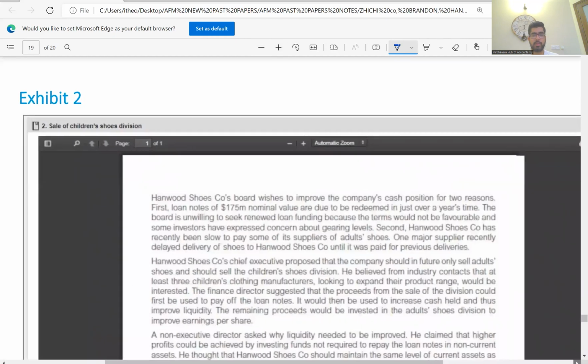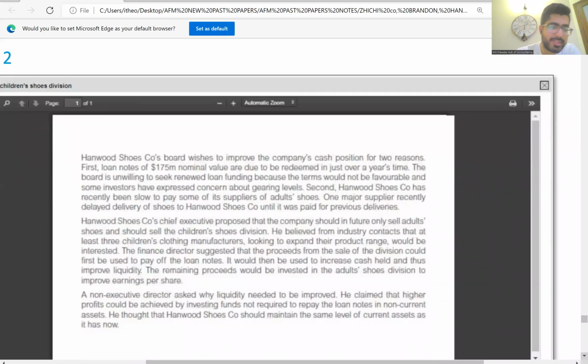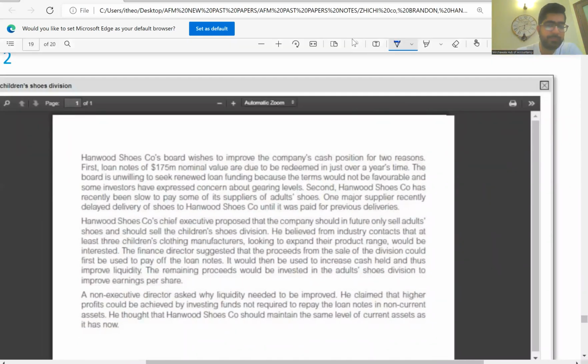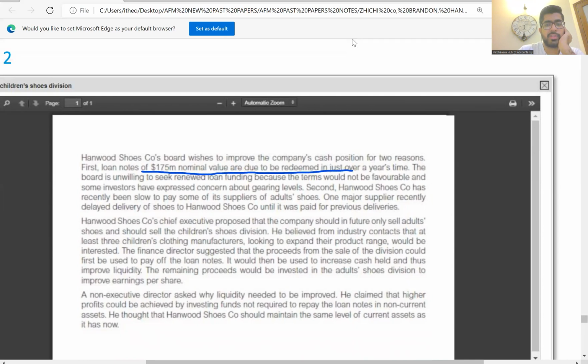Exhibit 2 is in a much clearer picture on this downloaded website. So Hanwood Shoes Board wishes to improve the company's cash position for 2 reasons. First, loan notes of 175 million nominal value are due to be redeemed in just over a year's time. The board is unwilling to seek renewed loan funding because the terms would not be favorable and some investors are concerned about gearing levels.